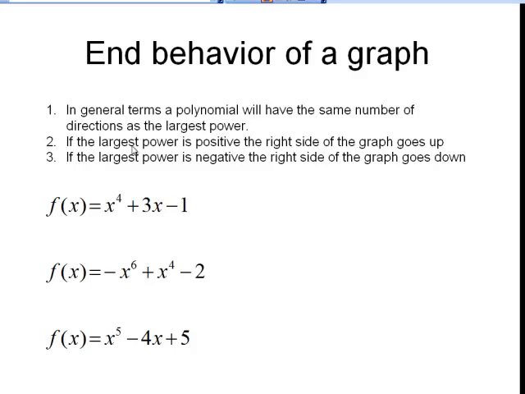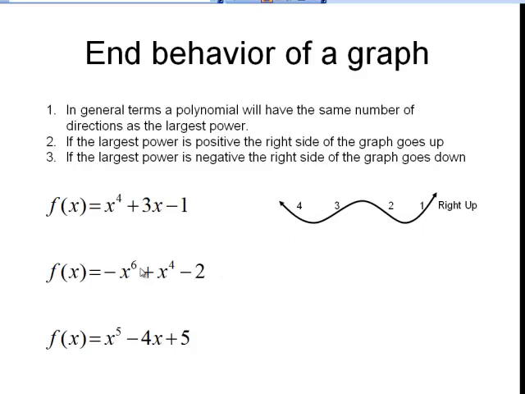If the largest power is positive, the right side goes up. If it's negative, the right side goes down. So in this case, if you have an x to the fourth, it's going to have 4 directions. If it starts with a positive, it means the right side goes up. So we have a right side going up, so it's going to go up. Then we have going up, that's one direction. And then it just keeps wiggling back through, so we have 1, 2, 3, 4 directions.